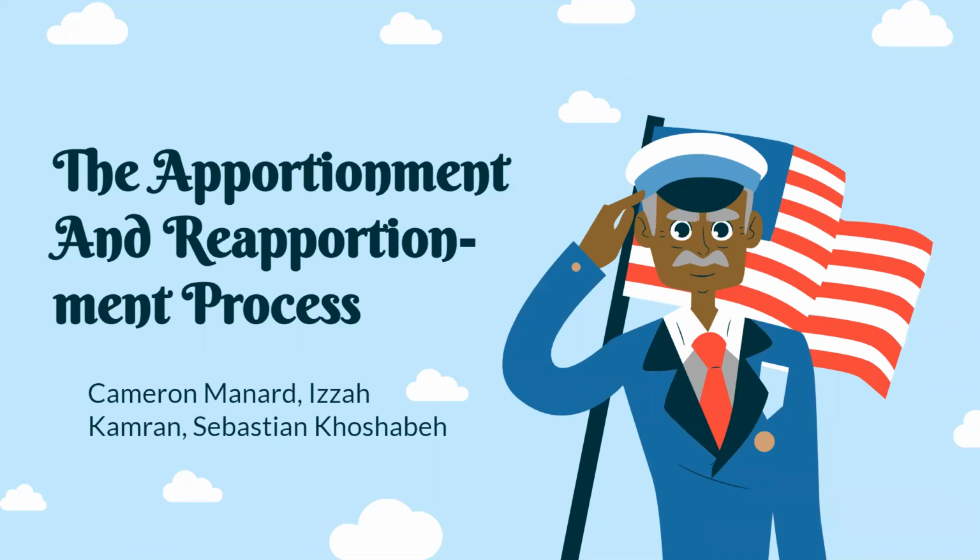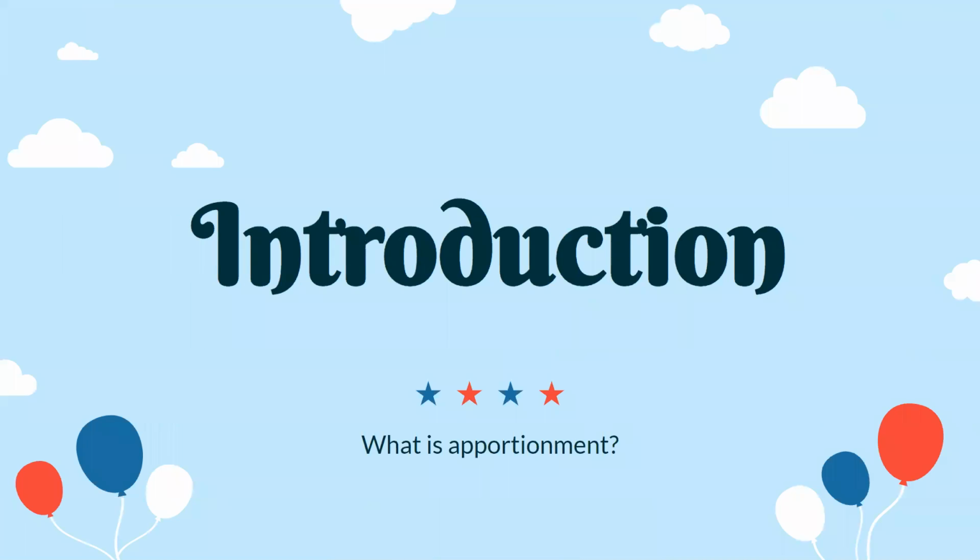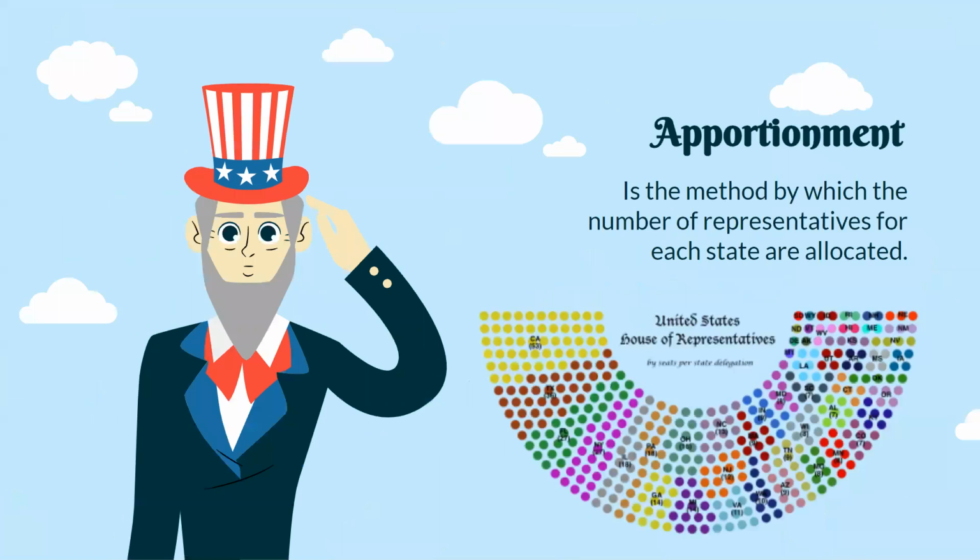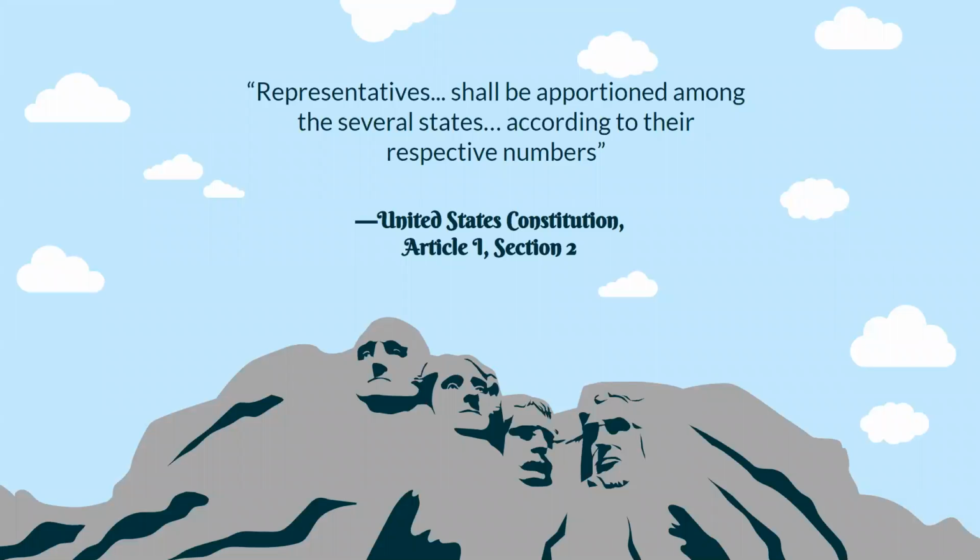We're talking about the apportionment and reapportionment process. So what is apportionment? Apportionment is the method by which the number of representatives for each state are allocated. So it's basically just how we divide the representatives within the House of Representatives to each state. And this only deals with the House of Representatives. It doesn't at all deal with the Senate. And how they divide it is through the population, and it's mentioned in the Constitution in Article 1, Section 2. It says representatives shall be apportioned among the several states according to their respective numbers.